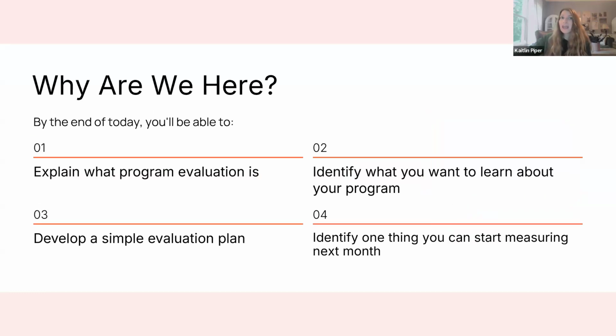So by the end of today, you'll be able to do a few different things, like explain what program evaluation is, identify what you want to learn about your particular program. So this is going to be a very action-oriented type workshop where I really hope that you can leave with an action plan for next steps for an evaluation. I'll walk you through developing a very simple evaluation plan and then help you identify one thing you can start measuring very soon, maybe even next month.